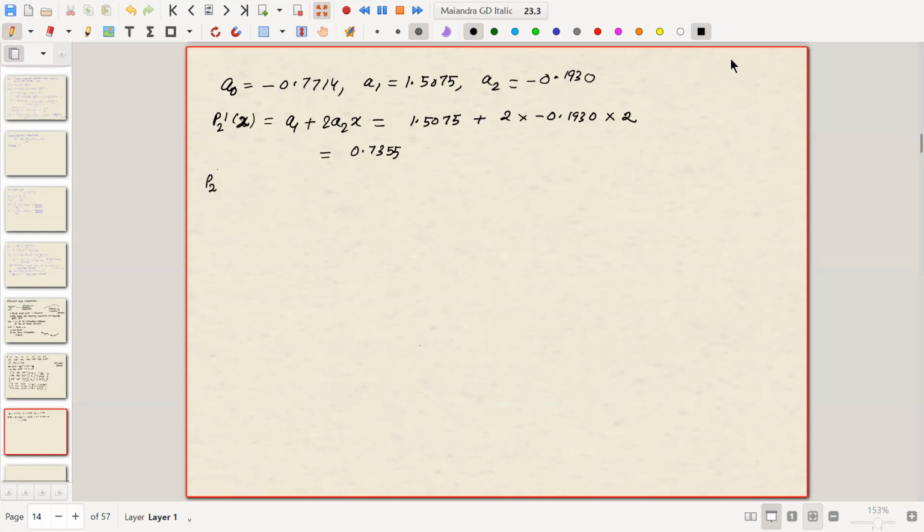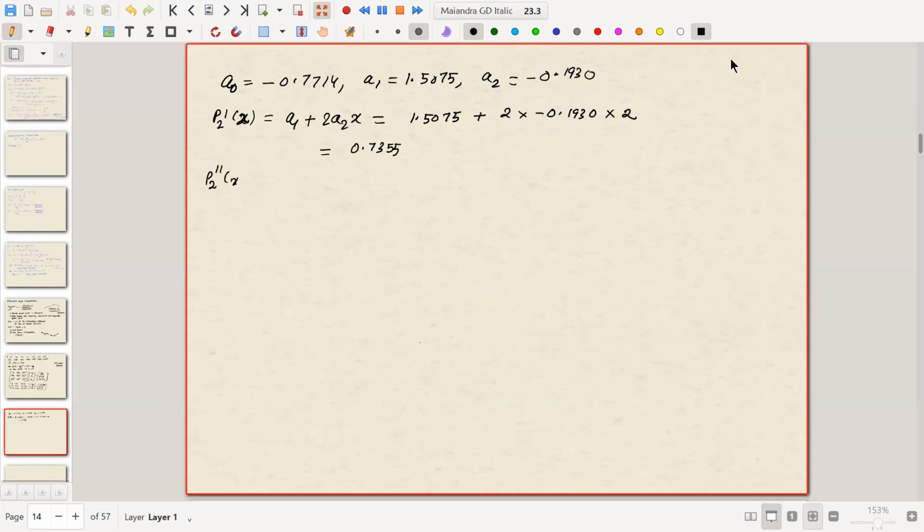Similarly, you can calculate P double prime. What should it be? Take the derivative again. It should be 2a2, isn't it? Irrespective of any x. So for any value, P2 double prime of 2 will be 2a2 only, because there is no x involved. 2a2 means, a2 here is minus 0.1930. What is that value?